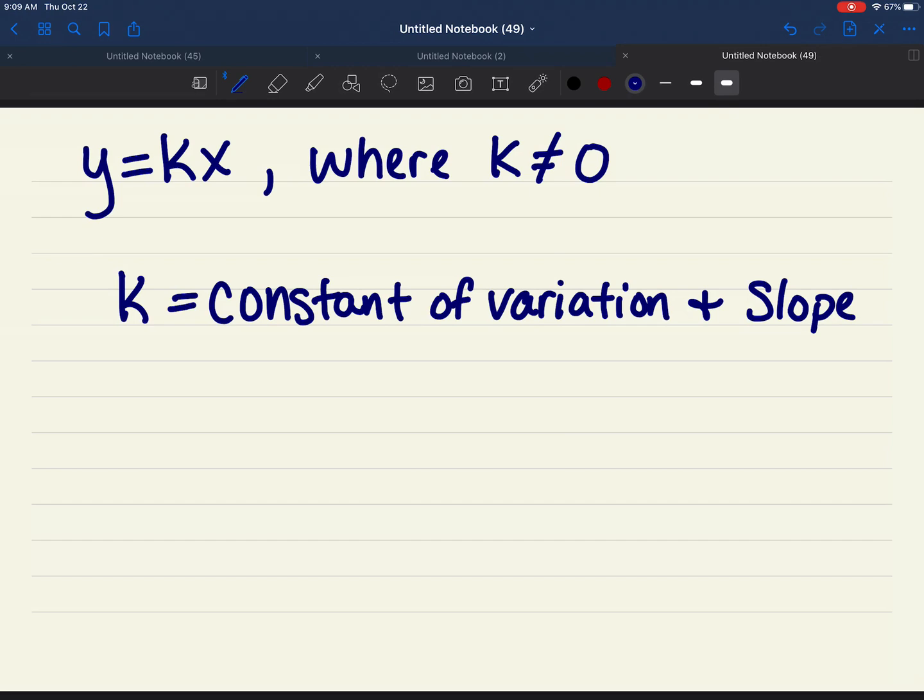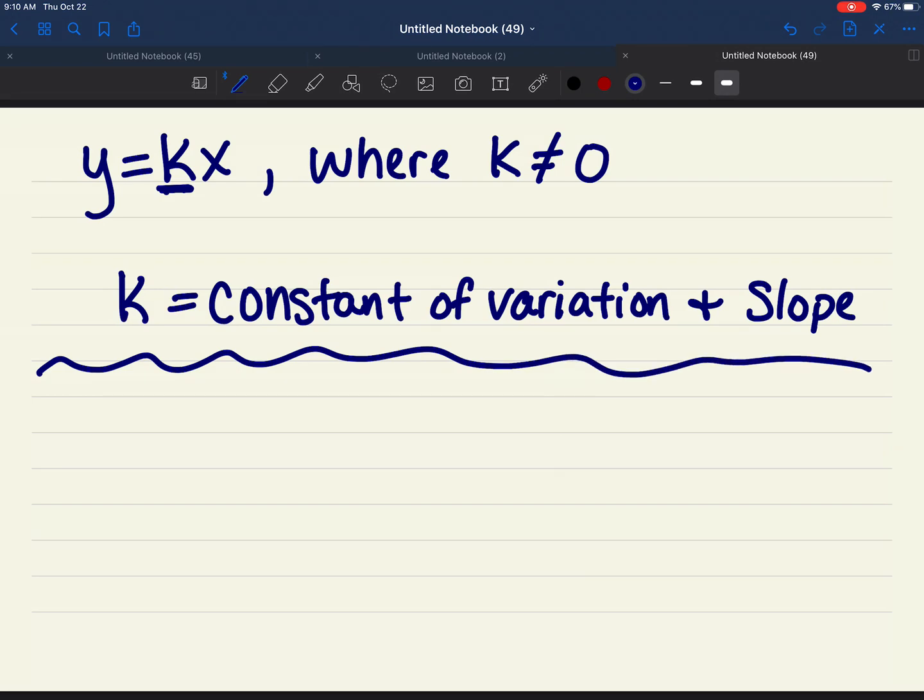So, on today's lesson, if it asks you for the constant of variation, all you have to do is look at your equation for the value in front of x. Same thing if it asks you for slope. Look at the value in front of x. So what are you going to know if it asks you to name both things? Will they be the same number? Yes, because constant of variation and your slope are exactly the same, okay?